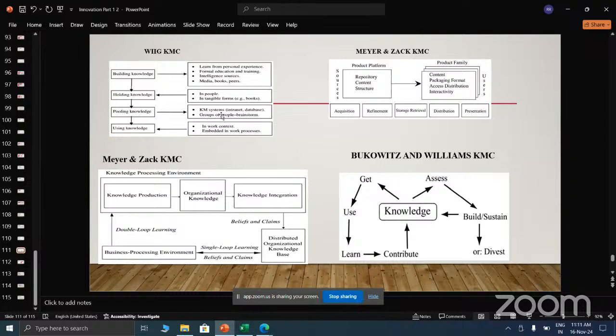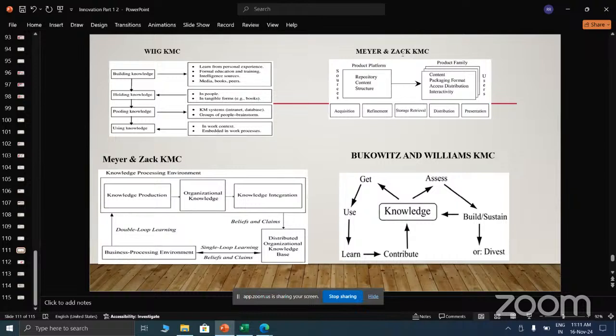Pooling knowledge: knowledge management systems, both intranet and database included, or groups of people brainstorming at one place. And using knowledge in work context, that is, in a process where we are employed, we tend to improve. That is in work context. Next is embedded in workspace.